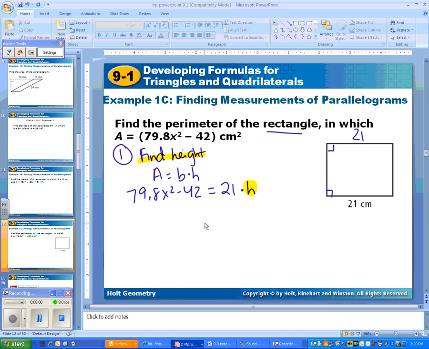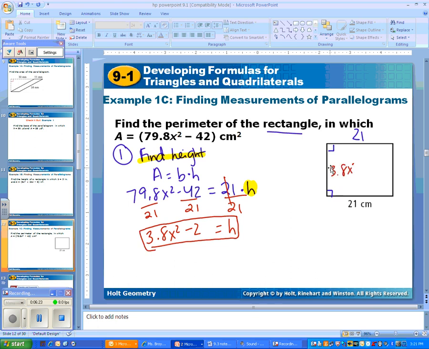The opposite of multiplying by 21 is dividing by 21. So you divide every single thing by 21, and you get that the height equals 3.8x squared minus 2. And again, you cannot solve for x. I didn't give you enough information. So we just found the height of this rectangle.